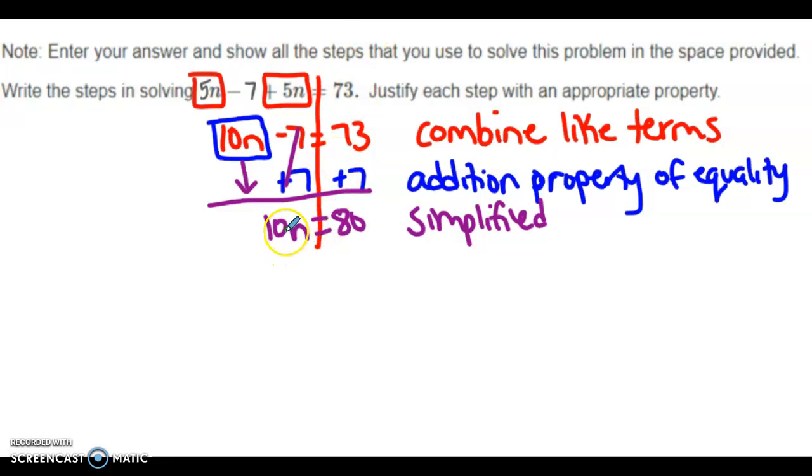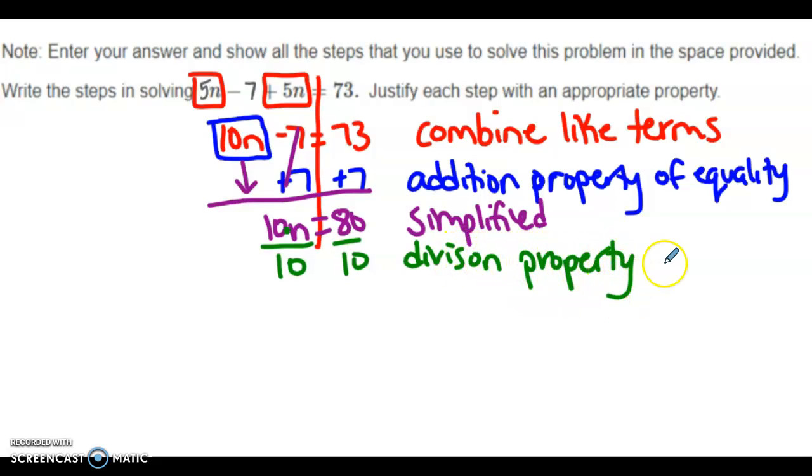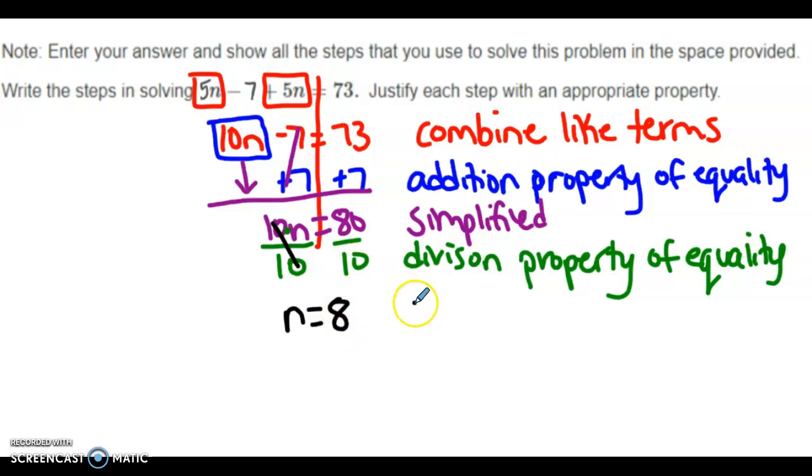And then I'm going to use the division property of equality because right now I have 10 times n. The opposite of multiplying is dividing. So I'm going to divide each side by 10. And then lastly, I'm going to simplify one more time. The 10s will cancel. And 80 divided by 10 is 8.